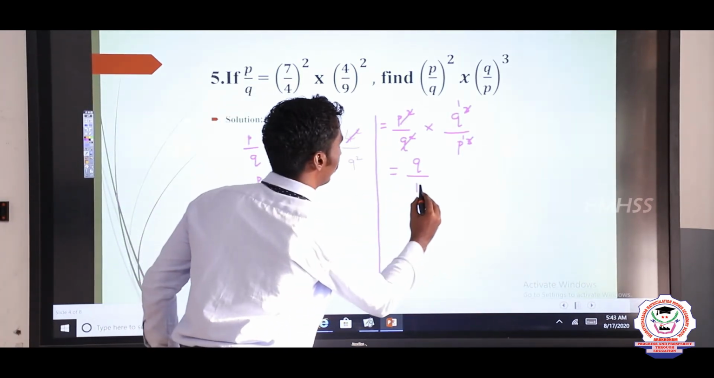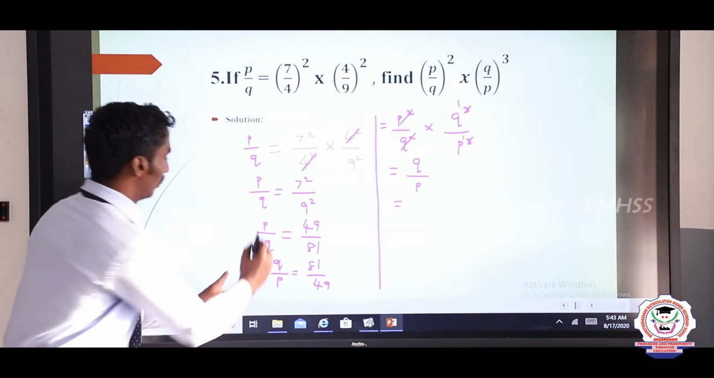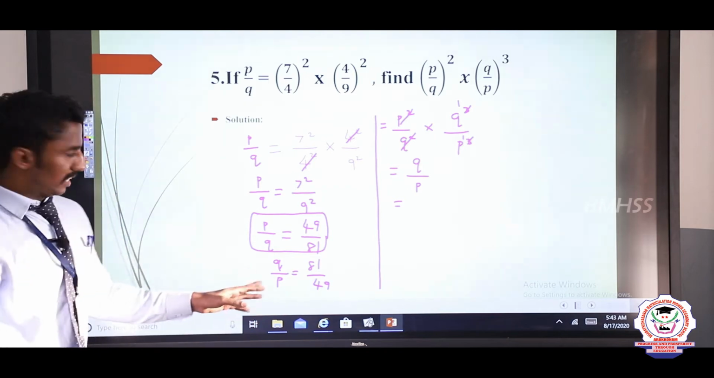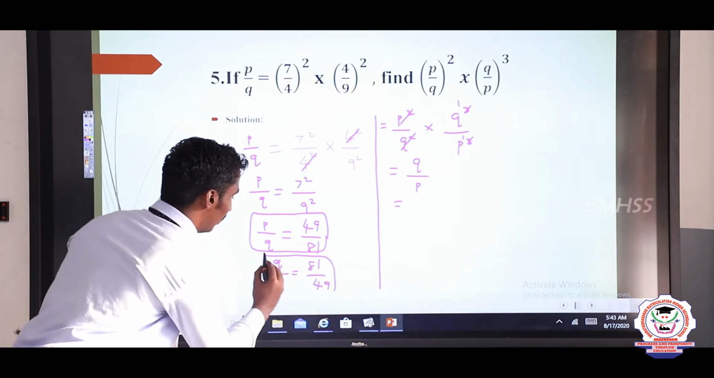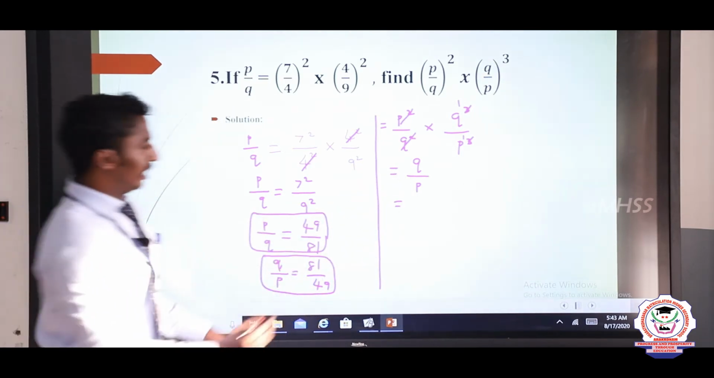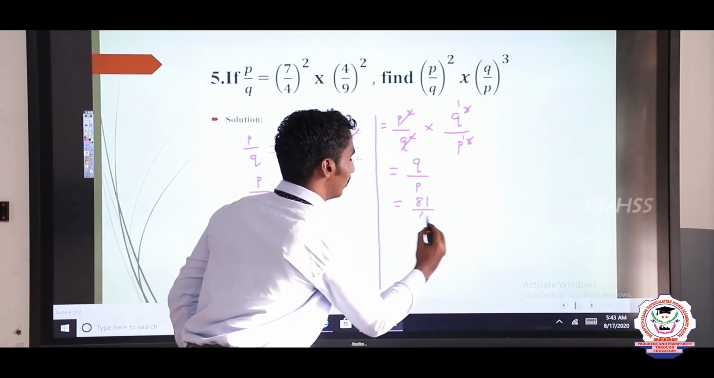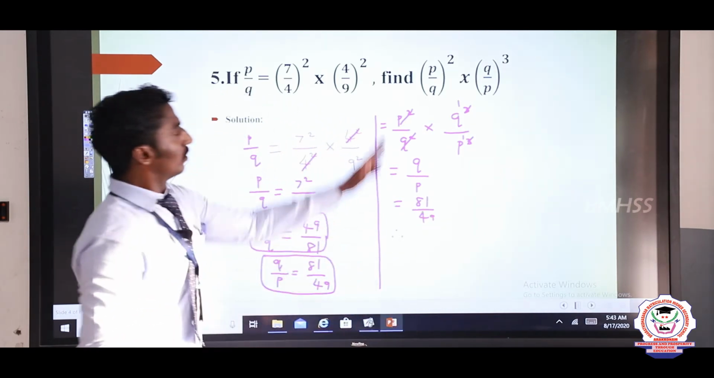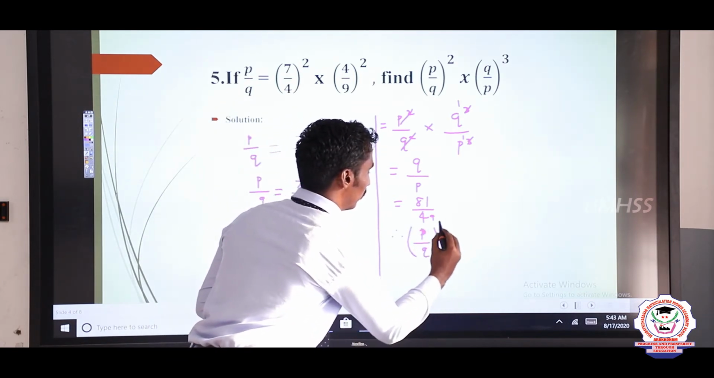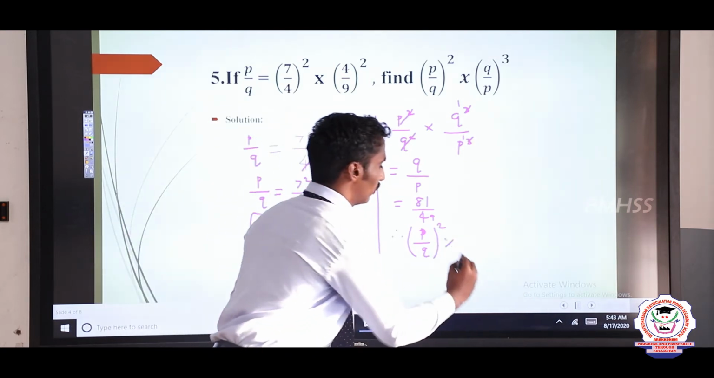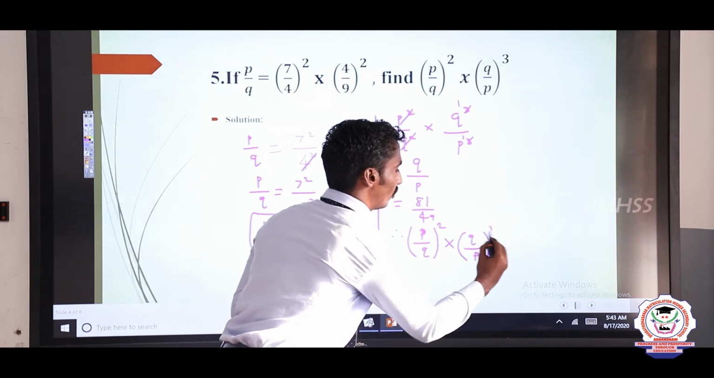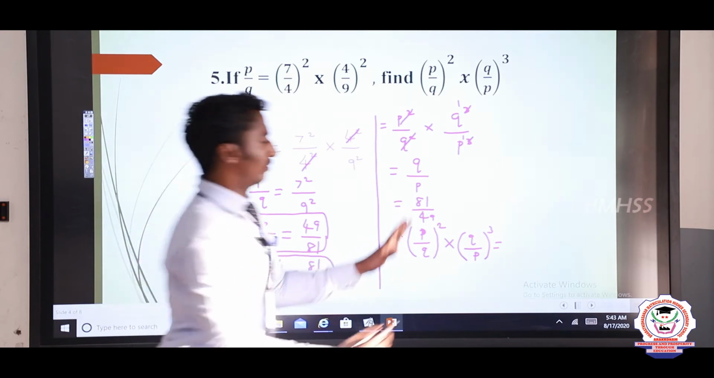So Q by P. The Q by P value, P by Q equals 49 divided by 81. The same way Q by P equals 81 divided by 49. So Q by P has value 81 divided by 49. So therefore P by Q whole square into Q by P whole cube equals the value 81 divided by 49.